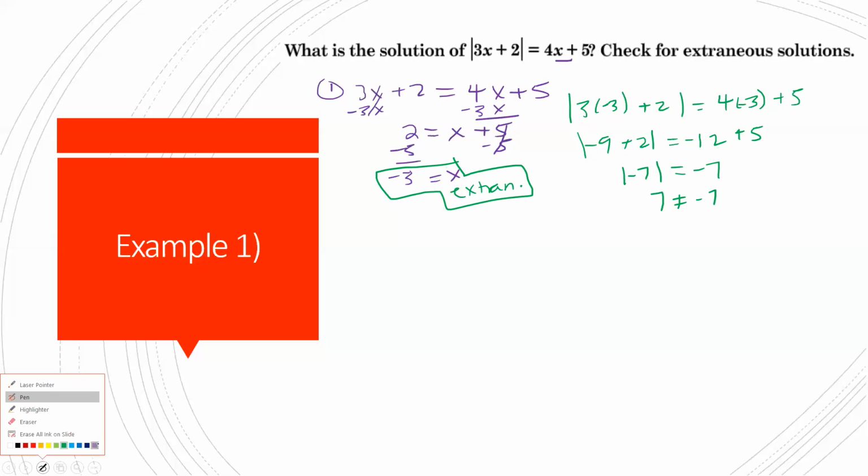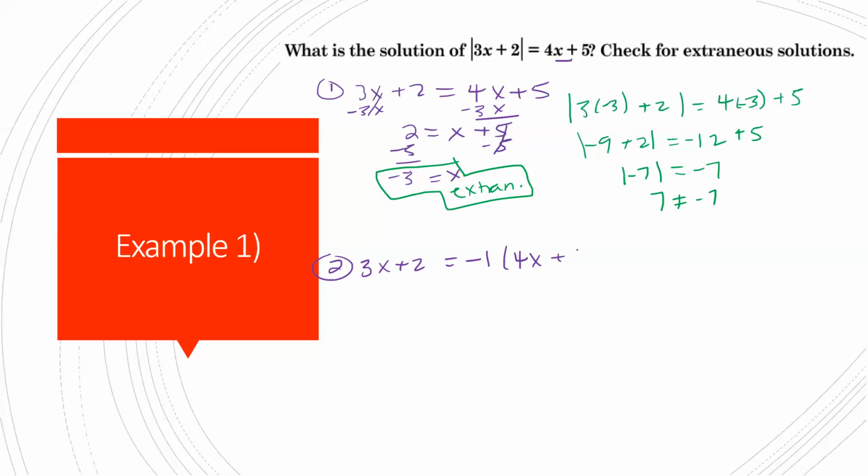Okay, I'm going to check my second one. It says that you're going to multiply what it's equal to by negative 1. So I have 3x plus 2 equals negative 1 times 4x plus 5. I'm going to distribute the negative 1. That gives me 3x plus 2 equals negative 4x minus 5. I'm going to move my smallest variable. Again, you do not have to, it does not matter. I think I was just told by a teacher to move your smallest variable, and since then, I've always moved my smallest variable.